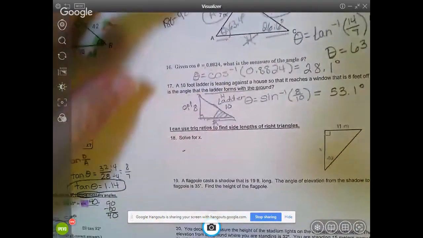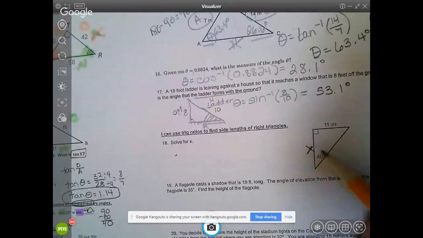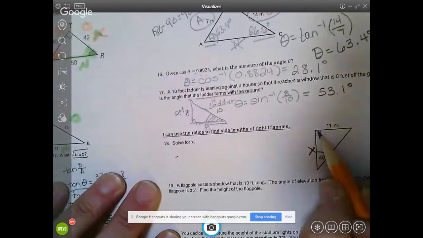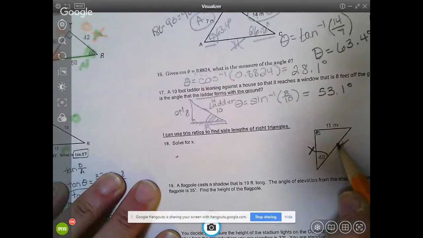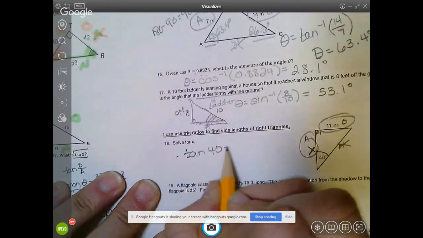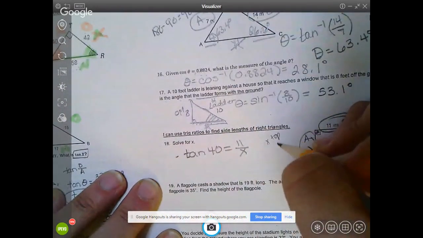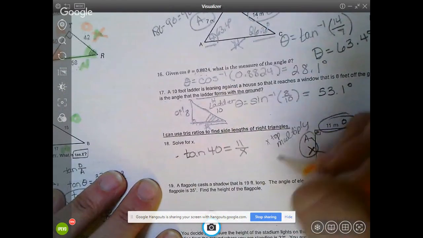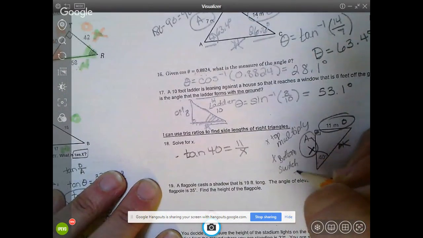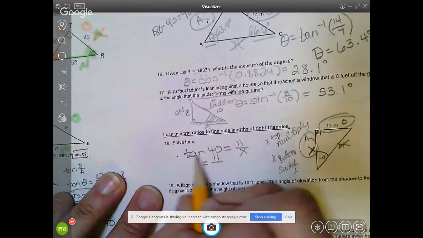Down here, it wants us to use these to find the right triangle. Solve for x. Here's my x. Here's my theta. So here's my right angle. This is my hypotenuse, which I don't need. My opposite and my adjacent. So we know we're using tan. Opposite over adjacent. Remember, if my x is on the top, I multiply. If x is on the bottom, I switch and divide. So it's on the bottom, so I have to switch it. This switches with this.